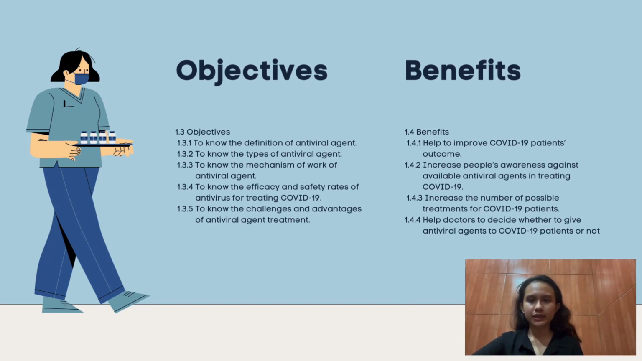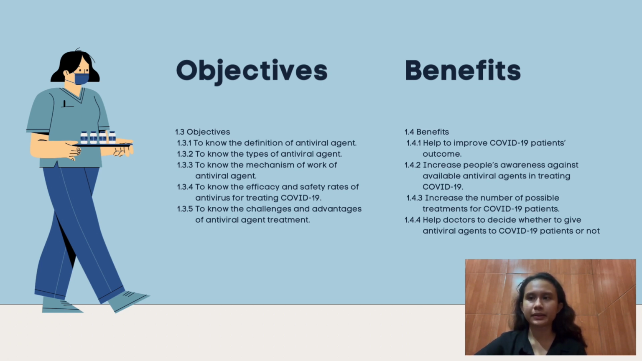Hello, my name is Putri Cahyani, with my 3-digit last ID number being 185. I will be introducing the objectives. The first is to know the definition of antiviral agent, the second is to know the types of antiviral agent, the third is to know the mechanism of action of antiviral agent, the fourth is to know the efficacy and safety rates of antivirals for treating COVID-19, and the fifth, the last one, is to know the challenges and advantages of antiviral agent treatment.